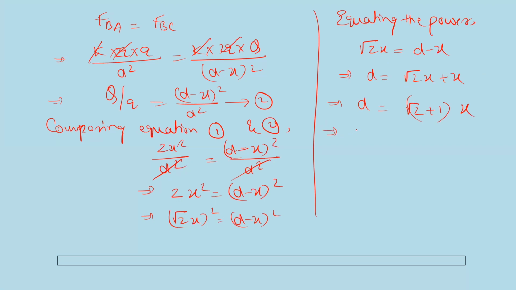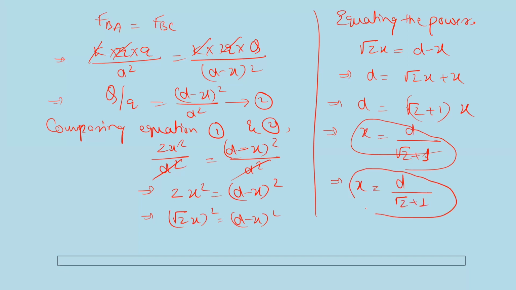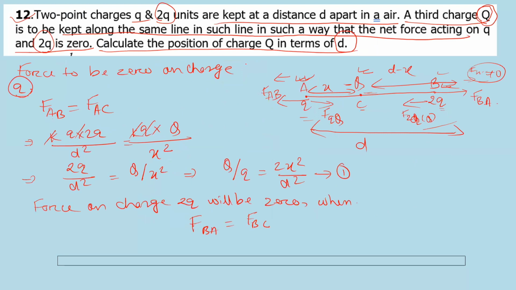And you were asked to calculate the value of X, right? X is the distance, that is the position of the third charge. So x is equal to D by root 2 plus 1. So this is the value of x. You can write it here: X is equal to D by root 2 plus 1. That is the position of the charge q in terms of D.